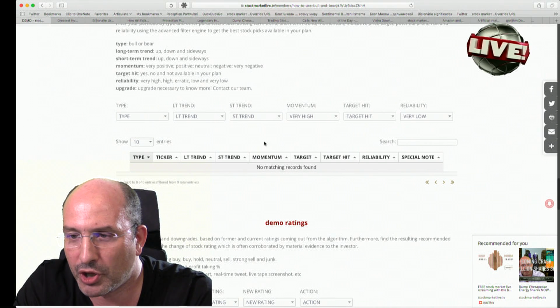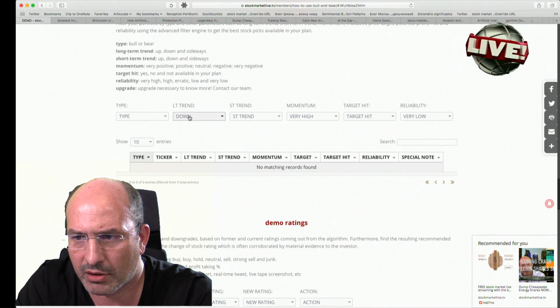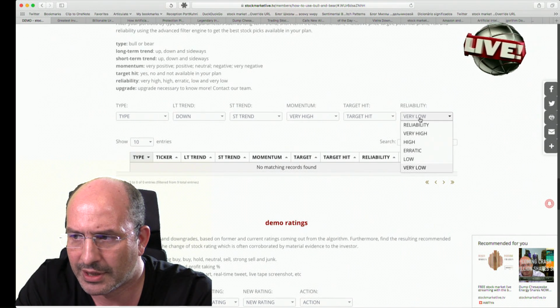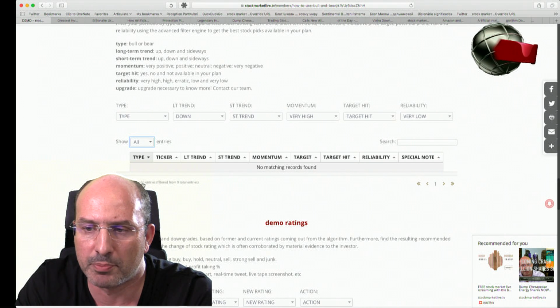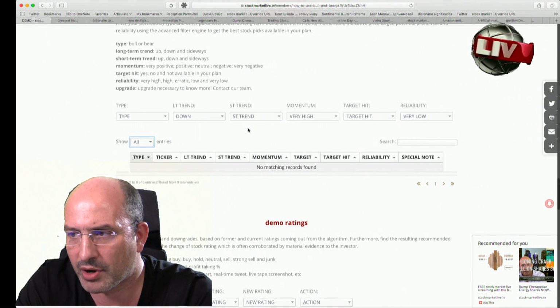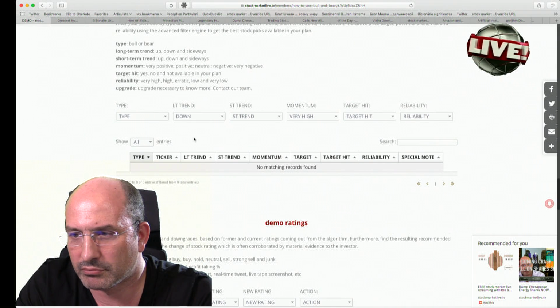So continuing, bear in mind you can also have here long-term trend down, and if you want to go back to the initial state, you can just go back. If you have here many peaks, you can show all of them, okay? So I'm going back to the initial state.